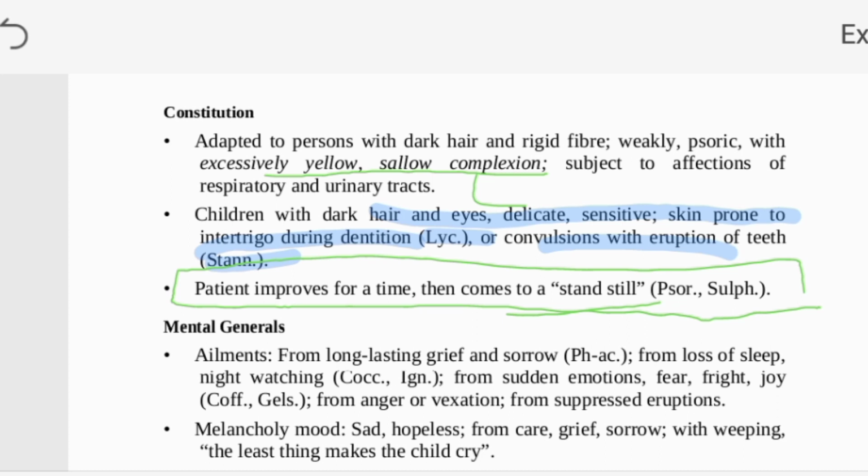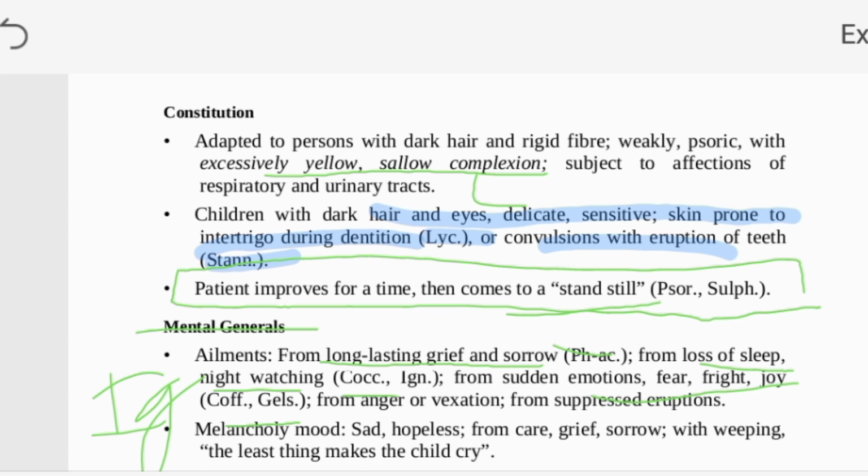Then mental generals, mainly ailments from grief and sorrow, like phosphoric acid; grief, all types of syphilis, like aurum metallicum. Grief, sorrow is the most chief causation. Loss of sleep, night watching, like cocculus, ignatia. Sudden emotion, fear, fright, joy, like coffea cruda, gelsemium, ignatia. We give ignatia in acute conditions of disease happening. But chronically, if long-lasting grief occurs, then we can give causticum.